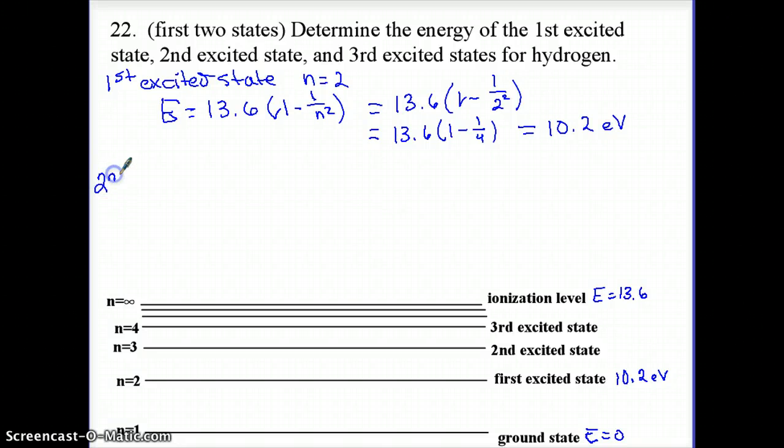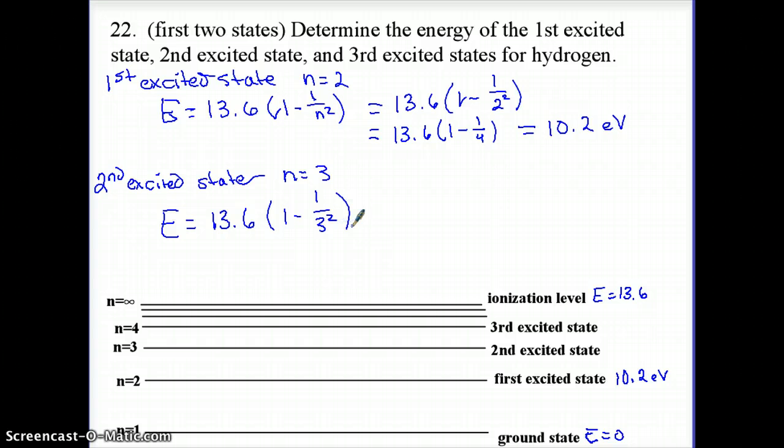For the second excited state, n equals 3. So I'm going to do 13.6 times 1 minus 1 over 3 squared. So that's 13.6 times 1 minus 1/9. You get 13.6 times 8/9, which is about 12.1.